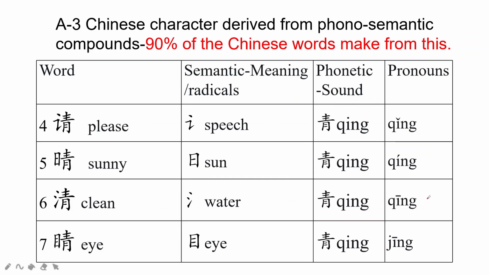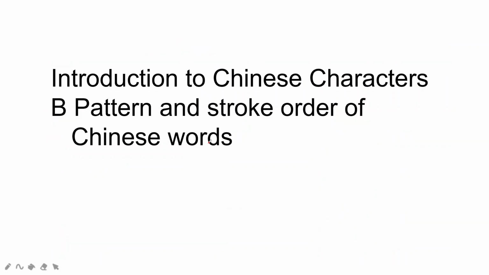We have some more. All these words have a similar pronunciation, qi. Can you see this one? Qing, qing. Okay, this one please. Language radical. Sunny day uses the sun radical. Qing means clean. To clean something we use water, so it uses the water radical. And the eye radical: jing means eye, so it uses the eye radical as the meaning part.